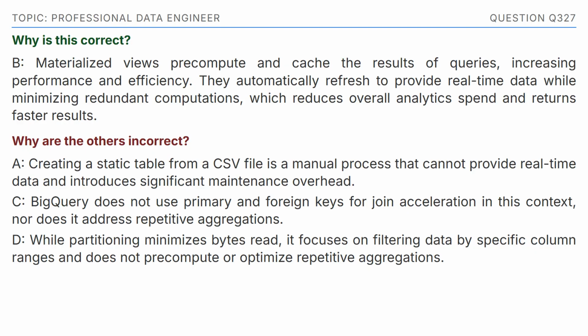A. Creating a static table from a CSV file is a manual process that cannot provide real-time data and introduces significant maintenance overhead. C. BigQuery does not use primary and foreign keys for join acceleration in this context, nor does it address repetitive aggregations. D. While partitioning minimizes bytes read, it focuses on filtering data by specific column ranges and does not pre-compute or optimize repetitive aggregations.